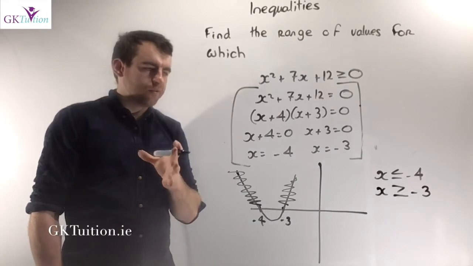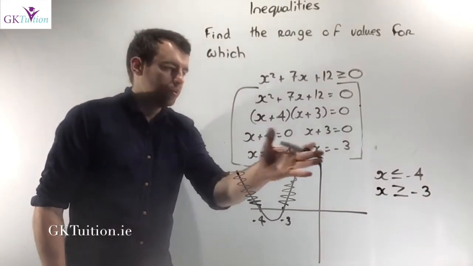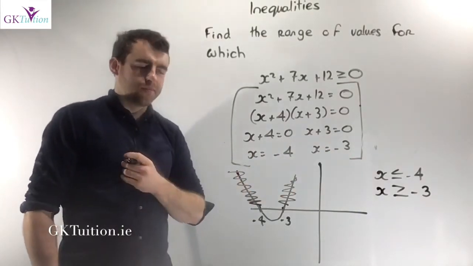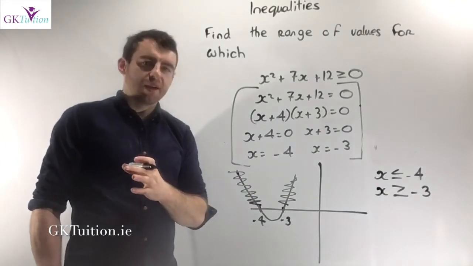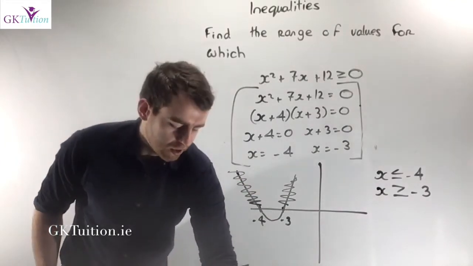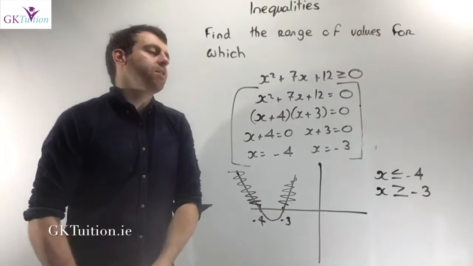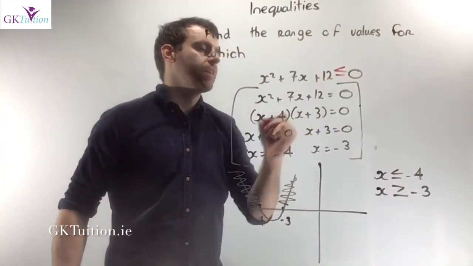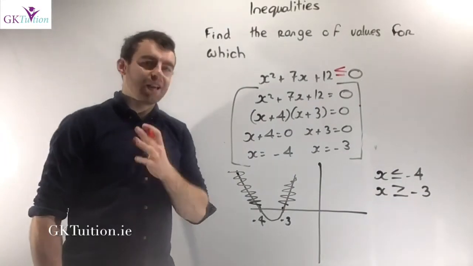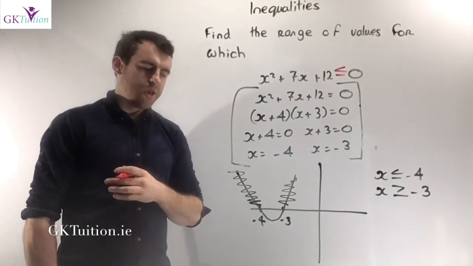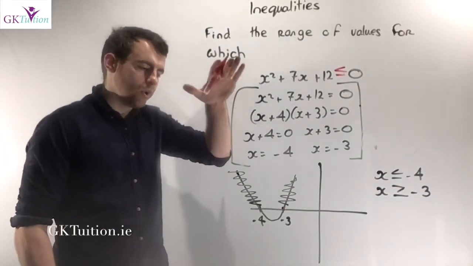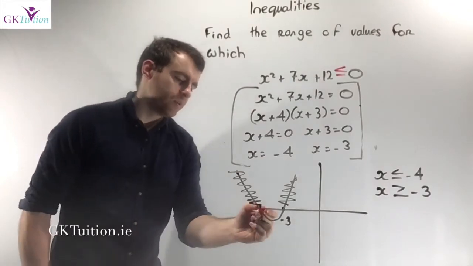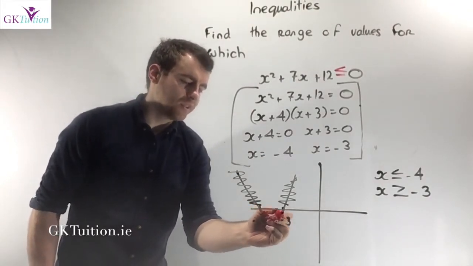And I find that a lot of students struggle to identify their inequalities. Now I want you to think about something else. Imagine if I change the question now. Imagine if I just change the inequality. Imagine if I flipped it the other way around and I asked you, when is the quadratic less than or equal to 0? It's less than or equal to 0 when it's below the x-axis. So in this case, it's less than or equal to 0 in this region.